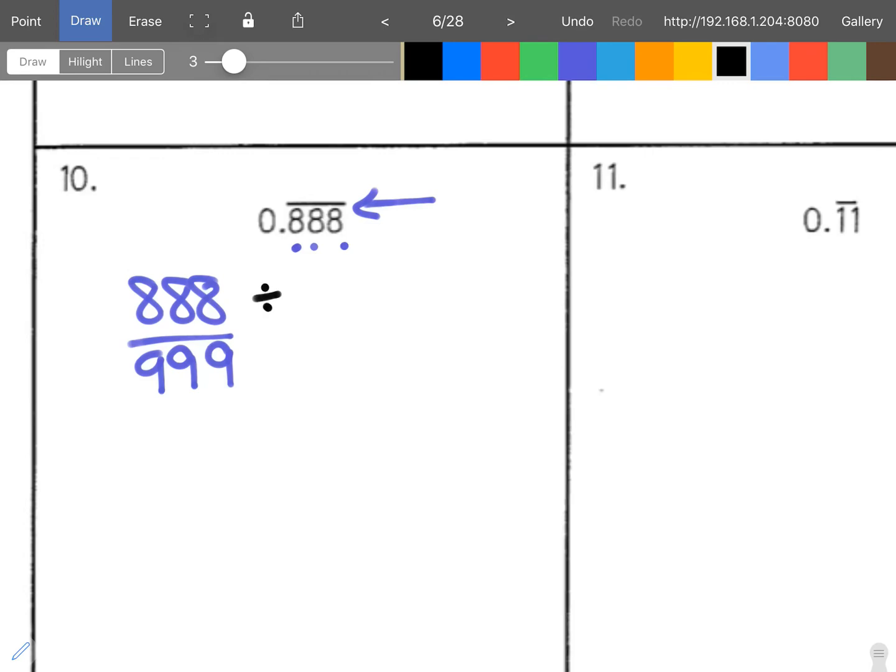So think about what you could divide both of these by, because we need to simplify it. A lot of people kind of think 11, but because there's 3 of those numbers, we're going to divide by 111. And so that's going to give us 8 over 9.